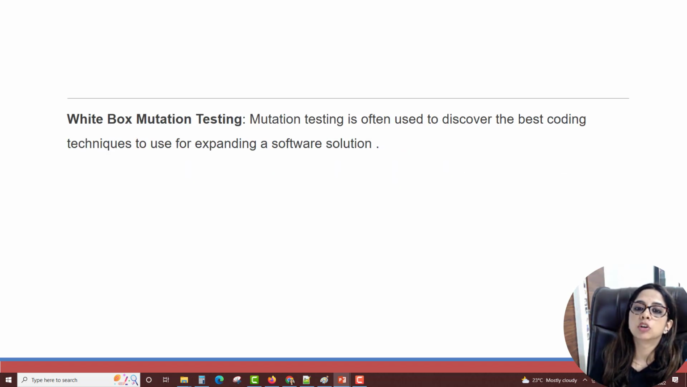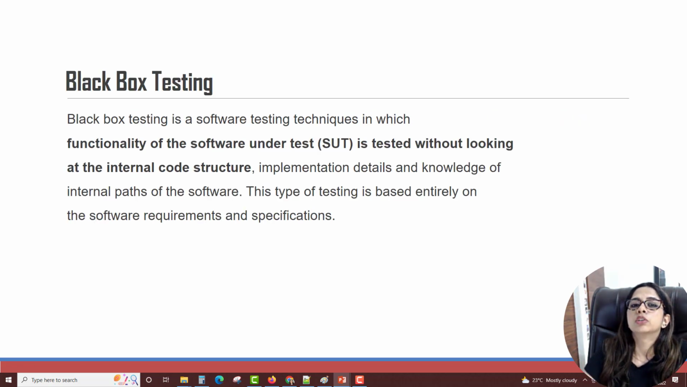And then there is something called mutation testing, and following the best practices in coding is very important. So as a white box tester, we also make sure that the best practices of coding are followed so that there are fewer errors, and also the code is maintained and optimized in the best way possible. So for doing that, we have to do mutation testing also. This is also a kind of white box testing, right? So these are the examples of white box testing.